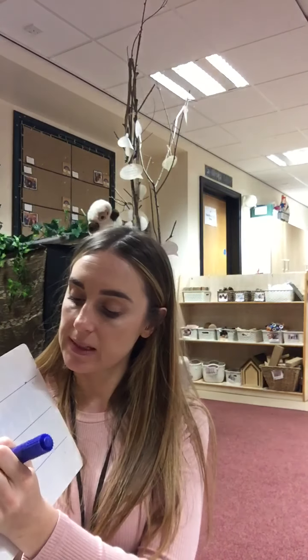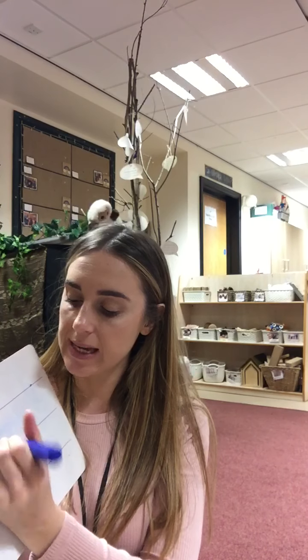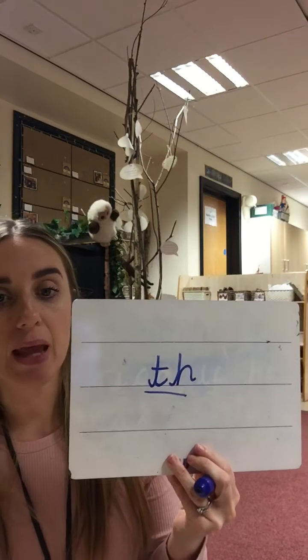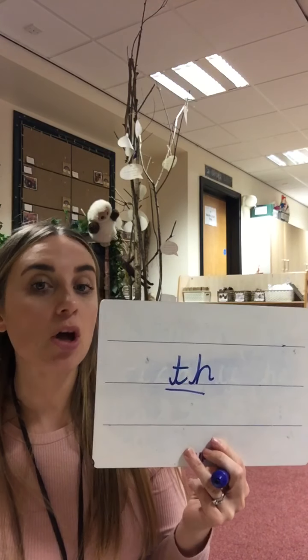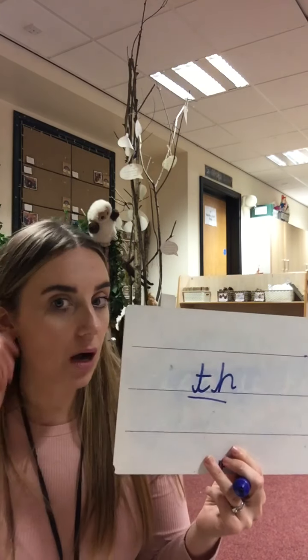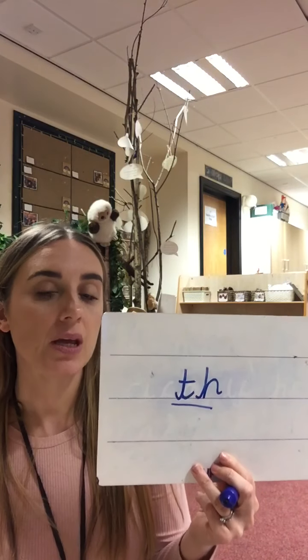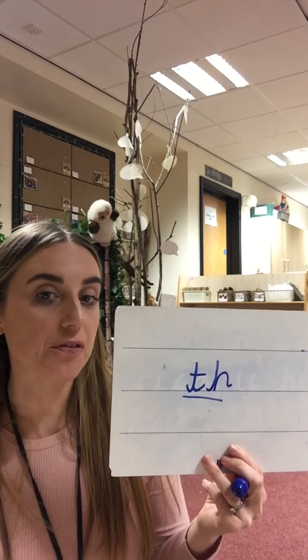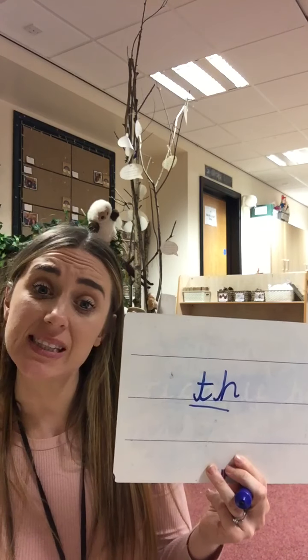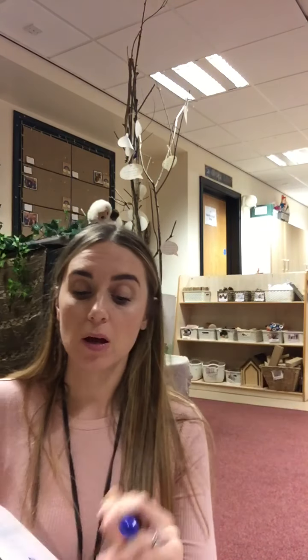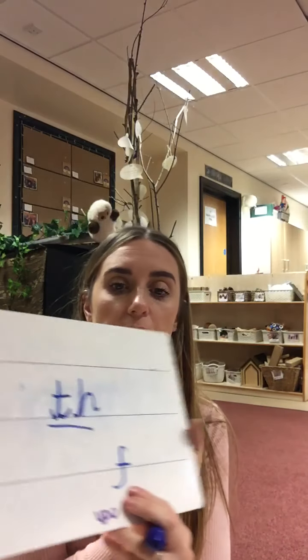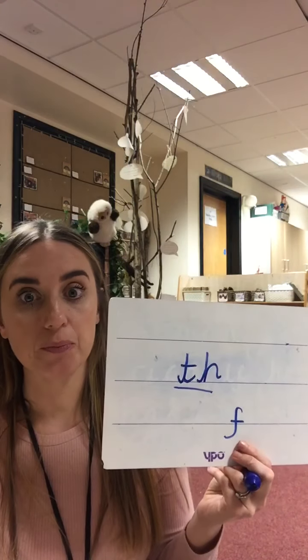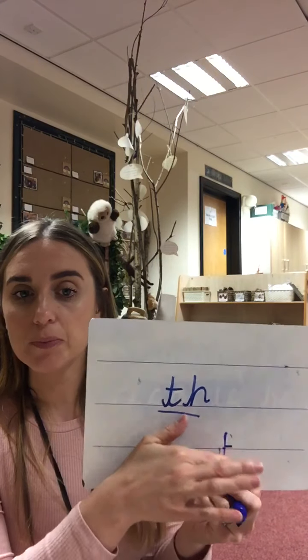Let's look at our digraph for today. So the 2 letters that make our digraph today are the letters T and H. T and H together make the sound th. You can't hear it very well. It is not a loud sound. The sound is th. So we don't say th, because if we were to say th, as in fun, we would use the phoneme F. So try not to get mixed up.